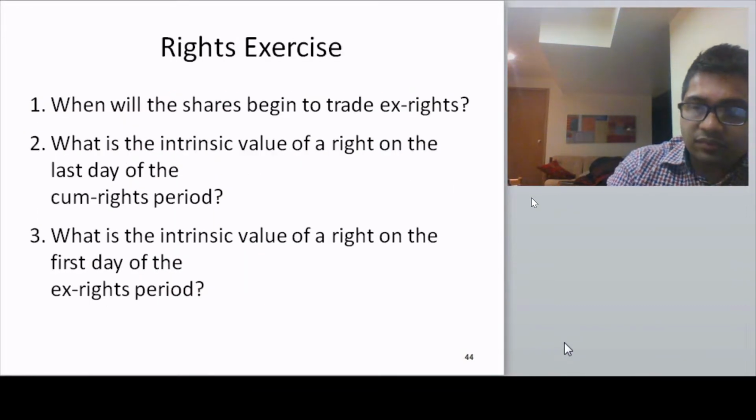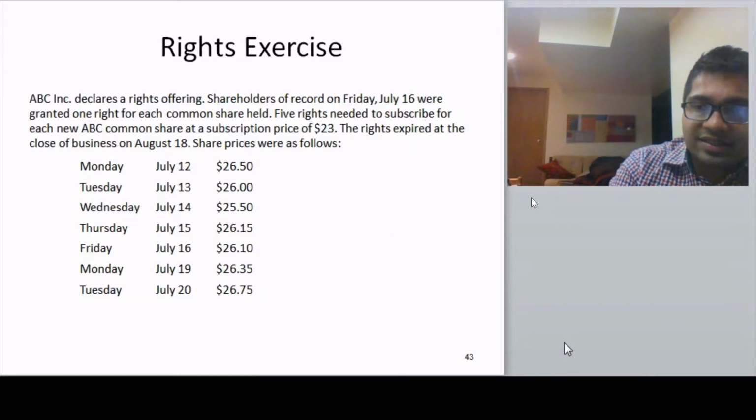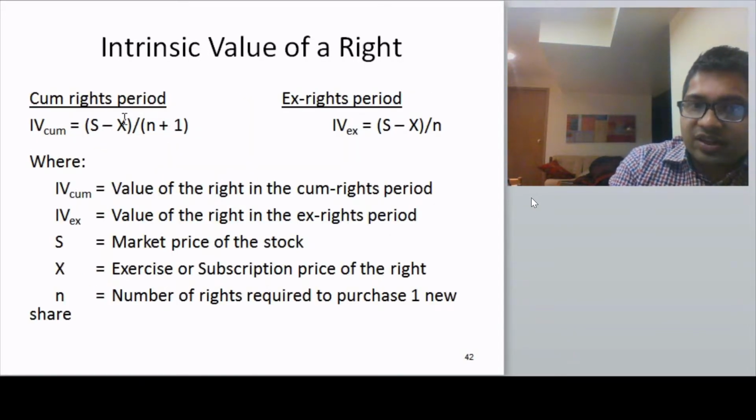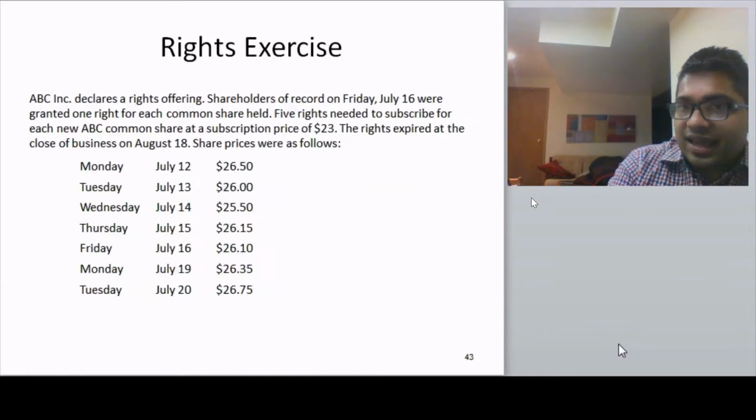Okay. Next, what is the intrinsic value of a right on the last day of cum-right? So you can use the formula. And what is the intrinsic value on the first day? Same, use this formula. The difference is that in cum-right you have to divide by N plus 1, and in the ex-right period, you have to divide by N.